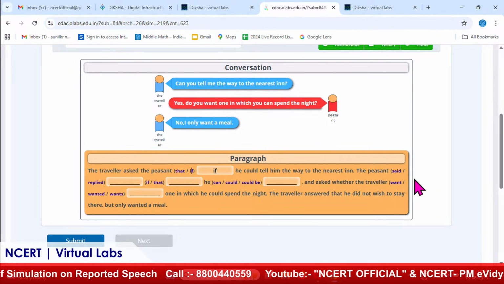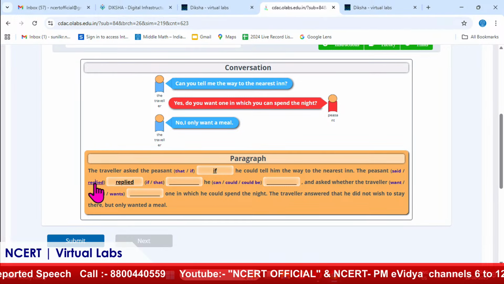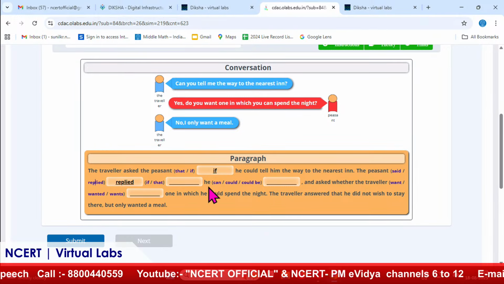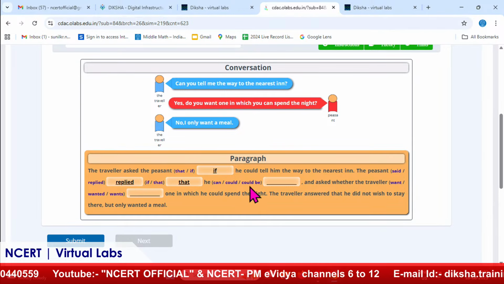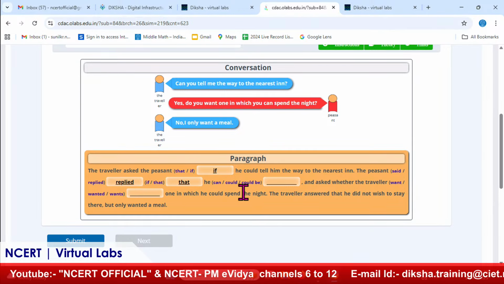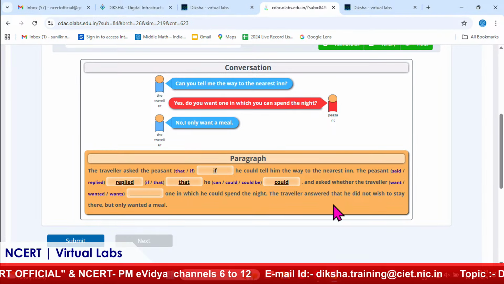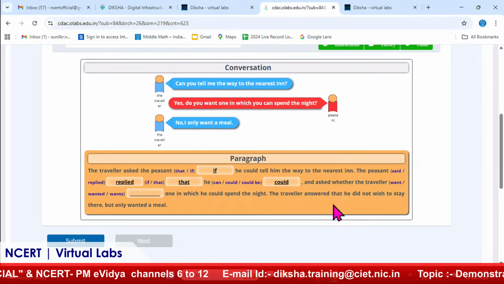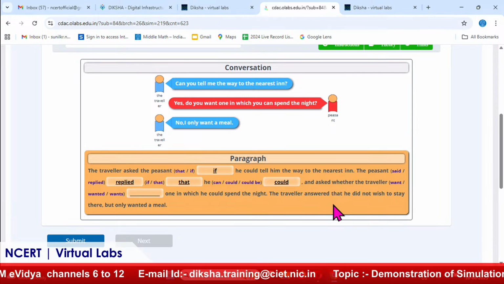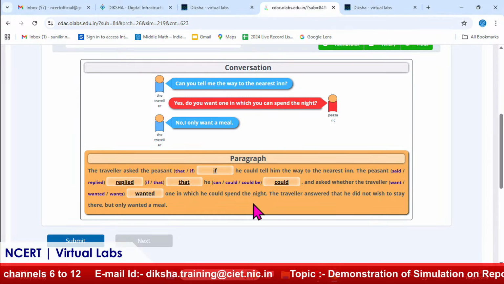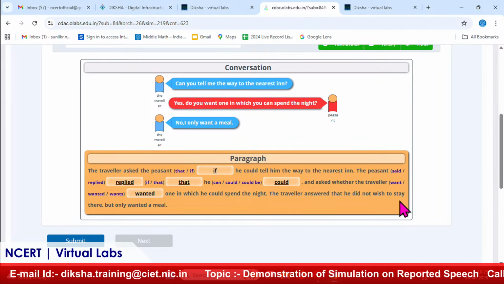The peasant said, replied. Which one? Replied, because he's obviously replying. That he could. Very good. And asked whether the traveler wanted one in which he could spend the night. Wanted, because it's in the past tense. The traveler answered that he did not wish to stay there but only wanted a meal.